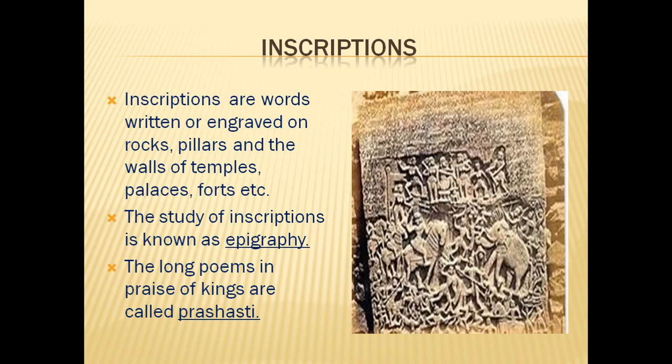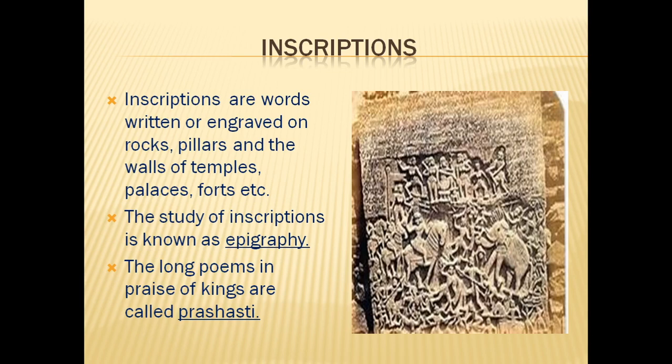Inscriptions may be short, such as a two-line dedication of a temple or a statue, or lengthy, such as long poems praising the achievements of kings. These long poems in praise of kings are called prashasti. Since prashastis were normally written by court poets appointed by the kings, they may not always be factually accurate.